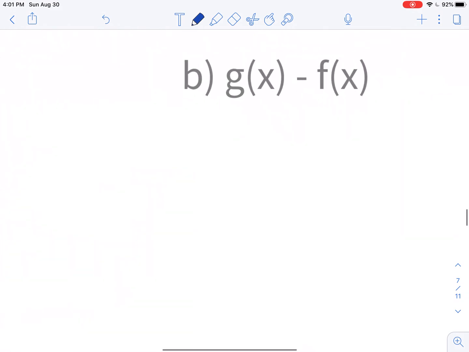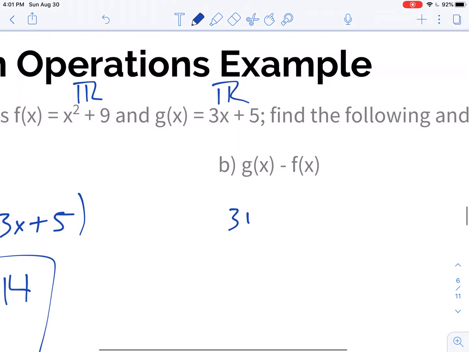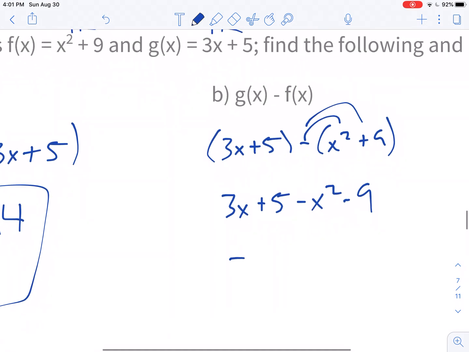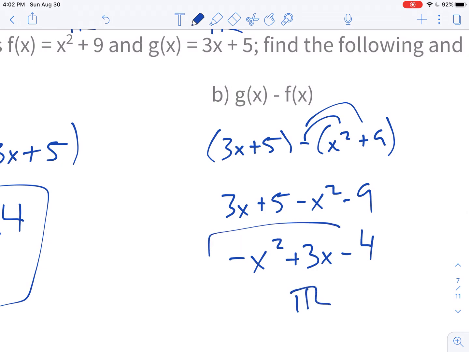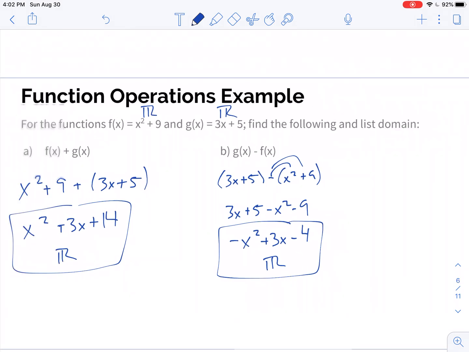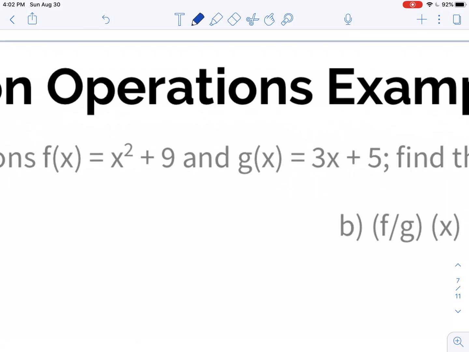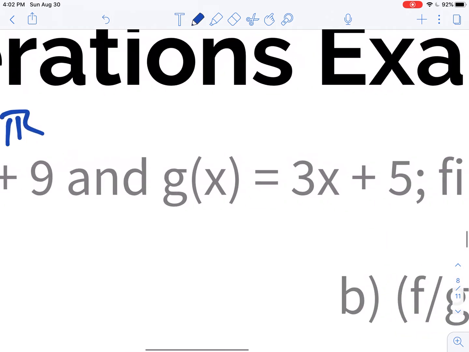g of x minus f of x, I have to be careful with my order. I've got 3x plus 5 minus x squared plus 9. I get 3x plus 5. I've got to distribute this like it's a negative 1 minus x squared minus 9. I get negative x squared plus 3x minus 4. And again, this is subtraction. It's polynomials. They started out as all real numbers, therefore they stop as all real numbers. Same function, so I still know that their domains for both of these are all real numbers.